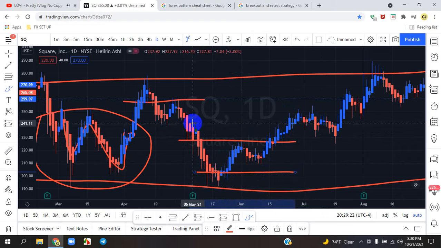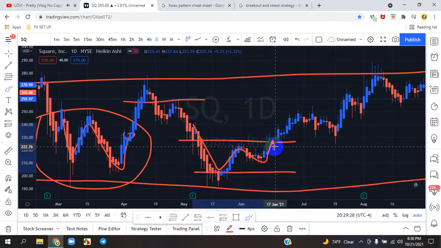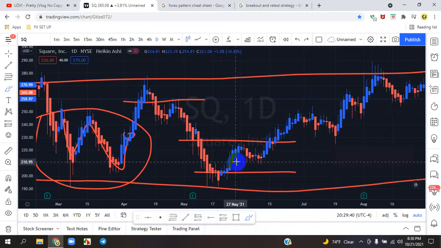So we got a W formation. We got that first leg, second leg, third leg, fourth leg retest. It's on our resistance line, and then the market pushed up once, came back down. The market pushed up twice, came back down, and we got the retest, and the market sold. Okay, so we have a W formation, retest.